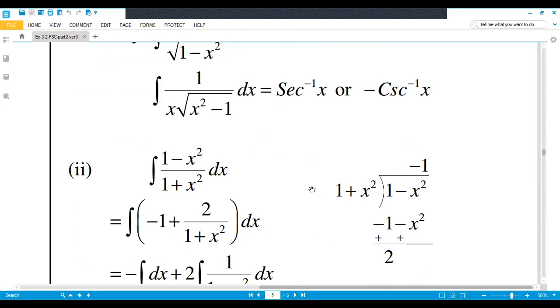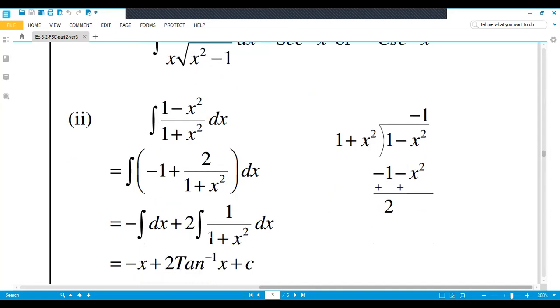This is an improper fraction. Remember one thing, when you take the integral, first you convert it into a proper fraction. How can you? Because the power in the numerator and the denominator is the same, so first you convert it into a proper fraction. So 1 minus x square divided by 1 plus x square. So multiply with minus 1, we get minus 1 minus x square cancel, so we get 2. So minus 1 plus 2, the answer will come as the quotient minus 1, and plus the remainder divided by the divisor 1 plus x square.